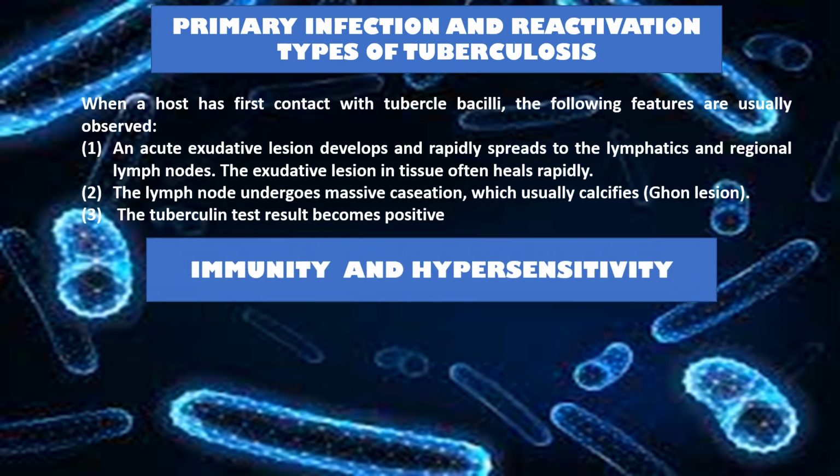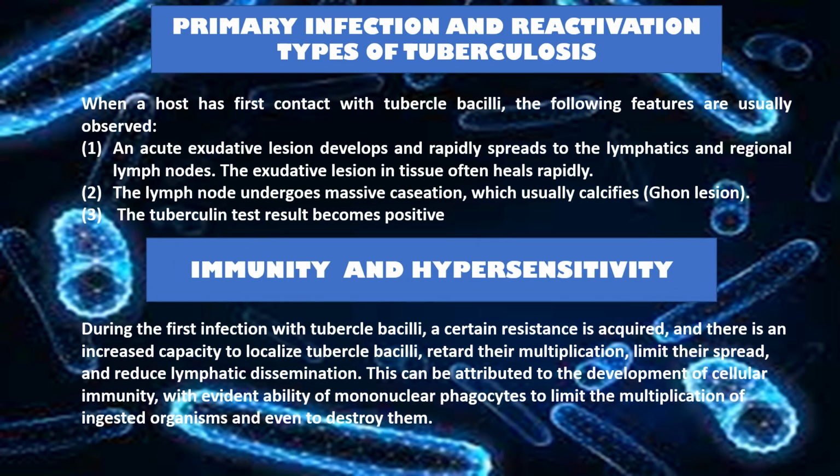Immunity and hypersensitivity. During the first infection with tubercle bacilli, a certain resistance is acquired, and there is an increased capacity to localize tubercle bacilli, retard their multiplication, limit their spread, and reduce lymphatic dissemination. This can be attributed to the development of cellular immunity, with evident ability of mononuclear phagocytes to limit the multiplication of ingested organisms and even to destroy them.